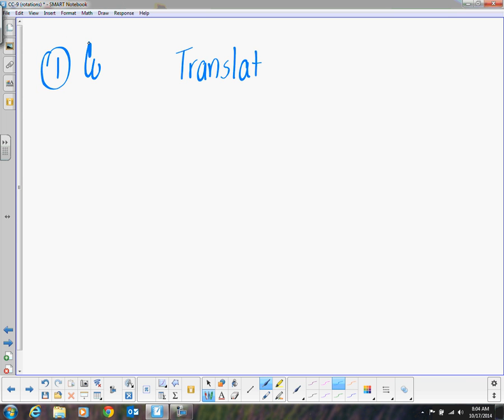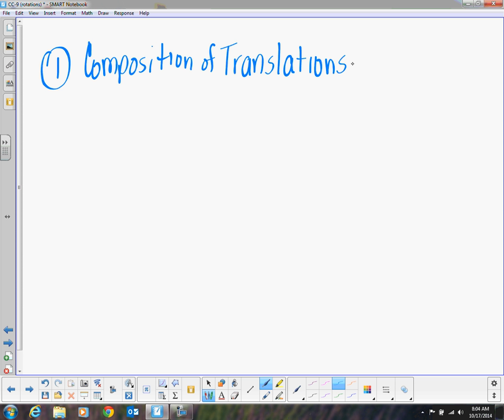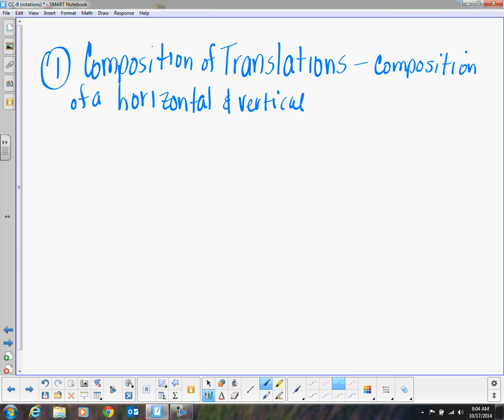So the one from before is going to be the composition of translations. Specifically, a composition of a horizontal and vertical translation.